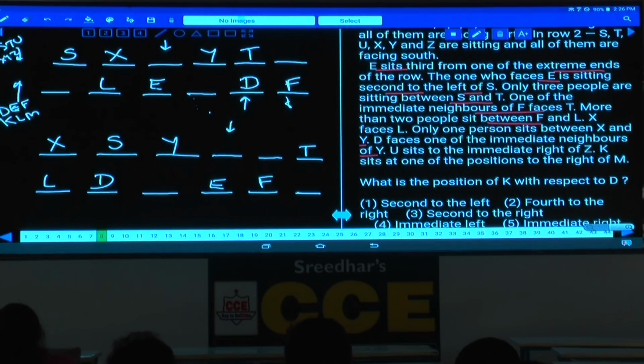U sits to the immediate right of Z. Now U is to the immediate right of Z. Now in this case, U is to the immediate right of Z is false, because U and Z must be here.